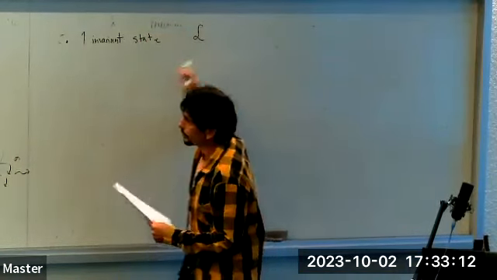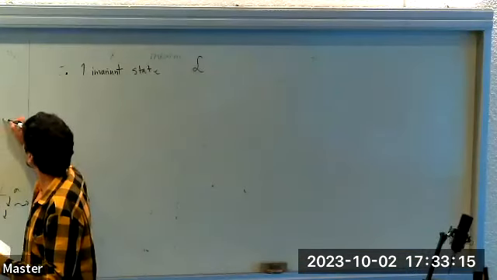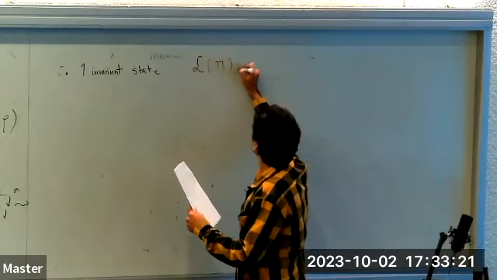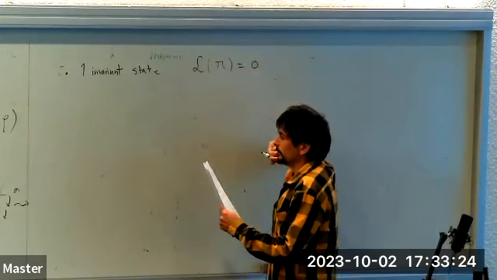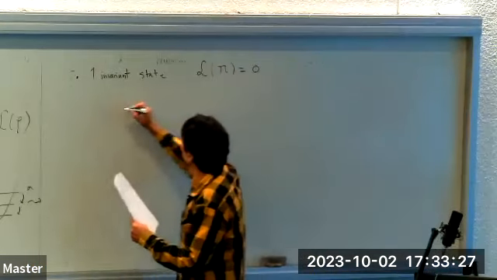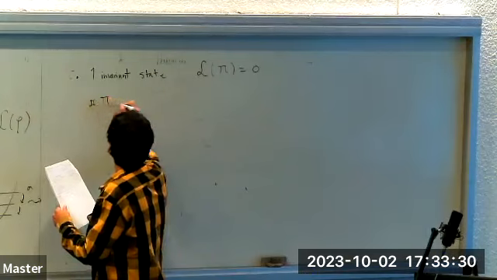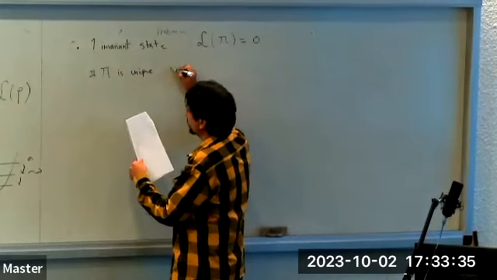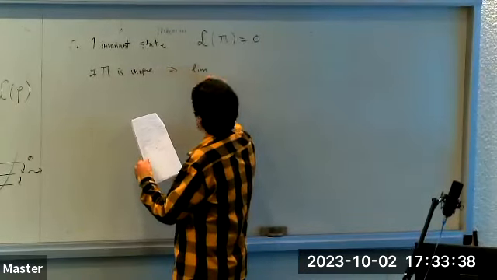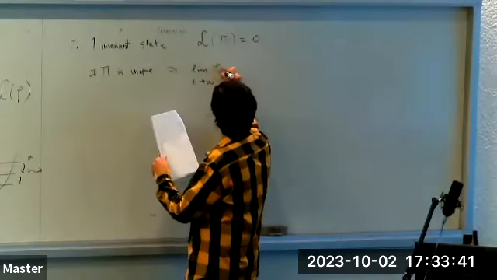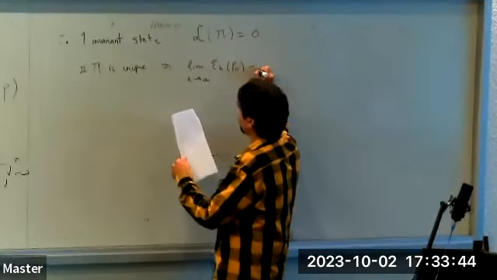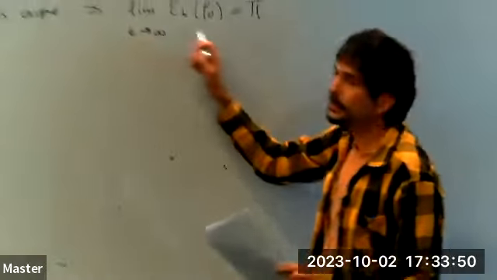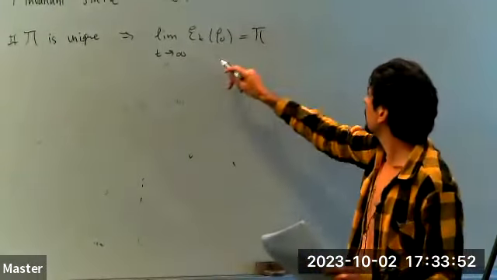So we call this L of rho. And if this invariant state is unique, then the evolution will go to that state in infinite time. So if the invariant state is unique, then it is guaranteed that we will converge at large times to that state.